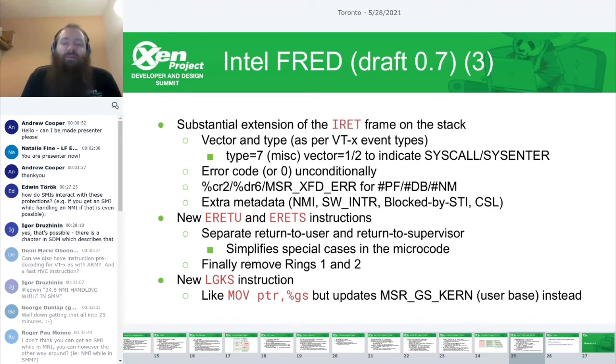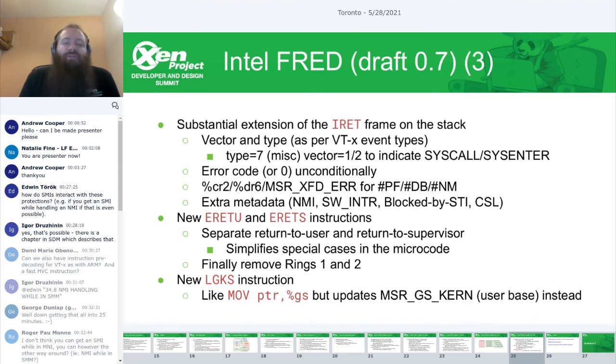Those of you familiar with hypervisors will instantly recognize those types. The error code is presented unconditionally, or 0 if it's not relevant. Various extra status registers, so CR2, DR6, or XFD, are presented in the stack frame, or 0 if not relevant. And there's also extra metadata in there for a similar kind of reason as before.